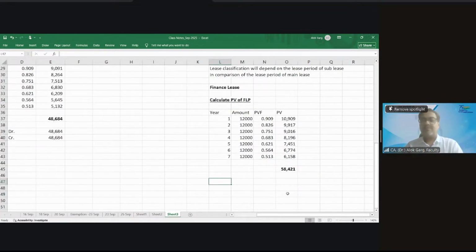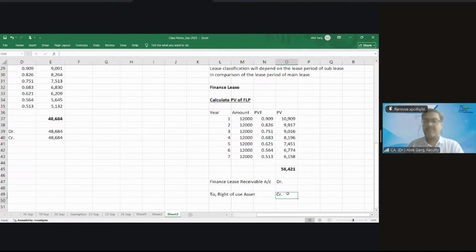58421. What is the accounting entry you need to pass? Your net investment in the lease. What is your net investment in the lease? 58421. What is the accounting entry? Finance lease receivable account debit, to right of use asset.